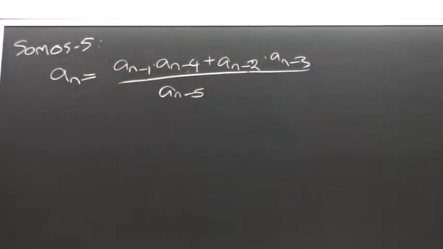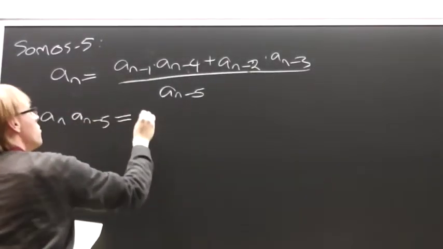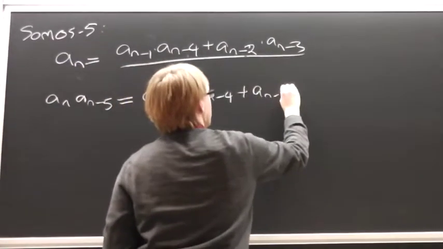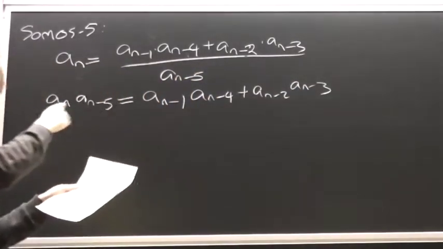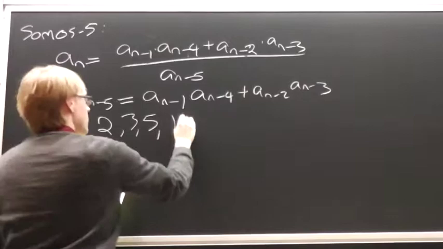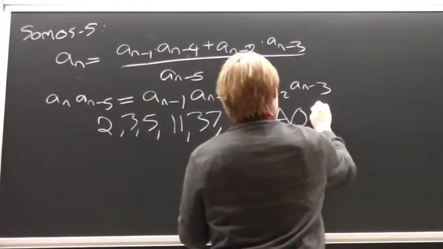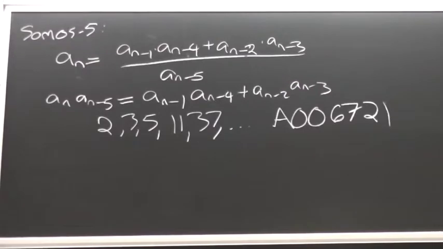I should point out there's another way we can write this that I'll sometimes use. A sub n times a sub n minus 5 equals a sub n minus 1 times a sub n minus 4 plus a sub n minus 2 times a sub n minus 3, which is completely equivalent. I'm just going to delete the initial ones. The interesting part goes 2, 3, 5, 11, 37, and so forth. Of course, this is in Sloane's, right next to the previous one. Wait, sorry, what was this latest sequence? This is the Somos-5 sequence.